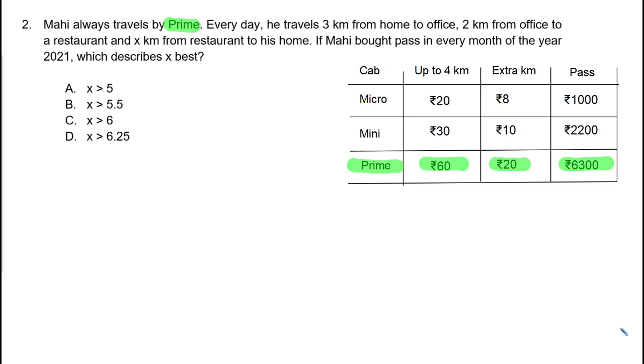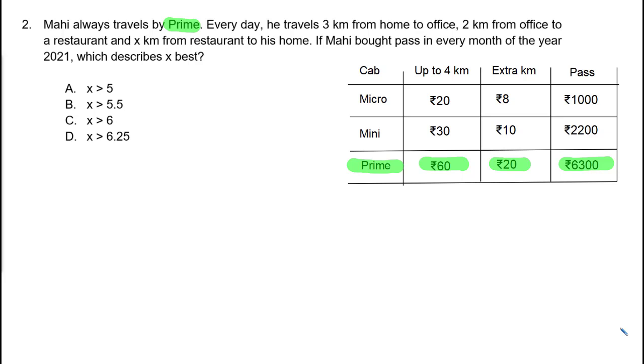So let's do this, everyone. In the question, it is given that Mahi bought pass in every month of the year 2021. So Mahi bought the pass in the months having 31 days also, 30 days also, and 28 days also. 2021 is a non-leap year, so Feb has 28 days.